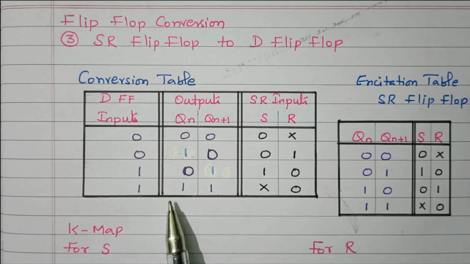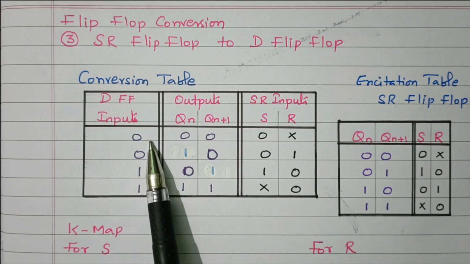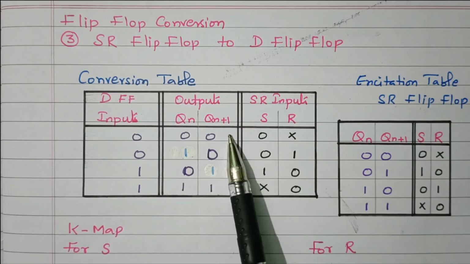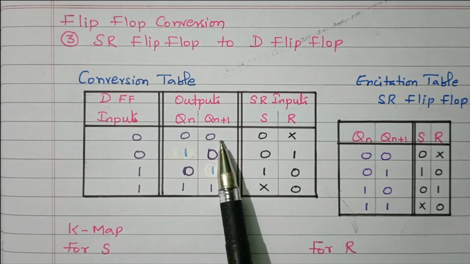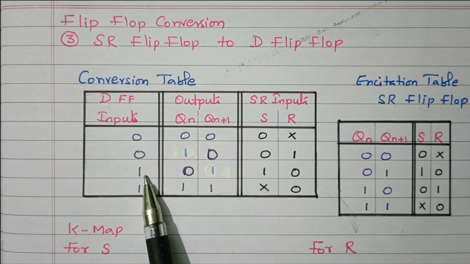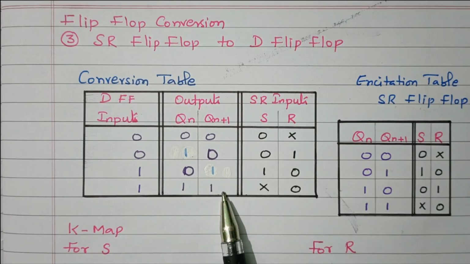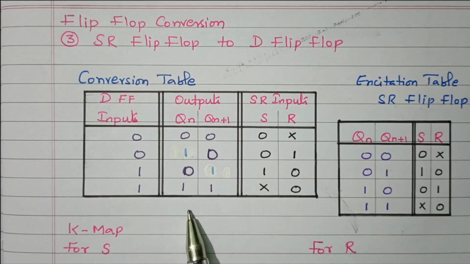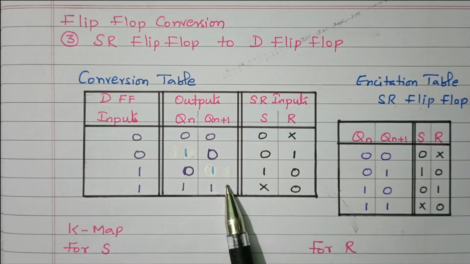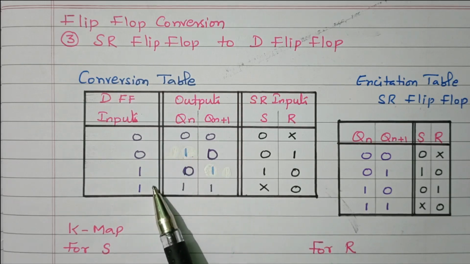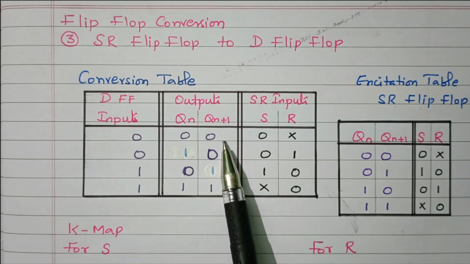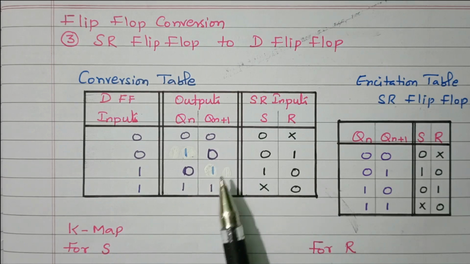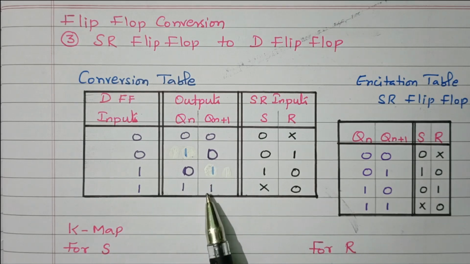Right. What is the nature of the D flip-flop? Whatever the D input is, that will be reflected as the next state of the flip-flop. D 0 means Qn plus 1 also 0. D 1 means Qn plus 1 also 1. It will not bother about the present state. The next state is purely based on the D input. It will follow the D input. The input we are giving appears as the output of the flip-flop, that is the next state. Right, that is the nature of the D flip-flop.